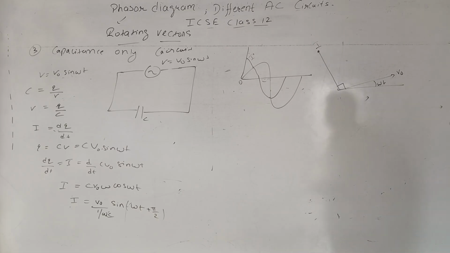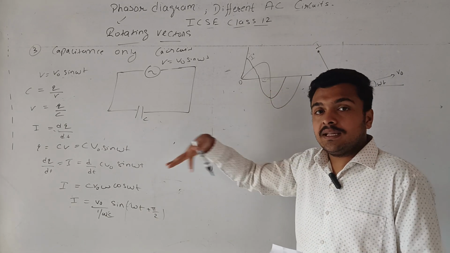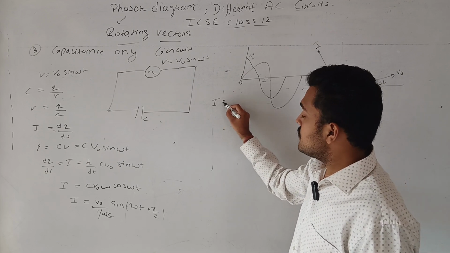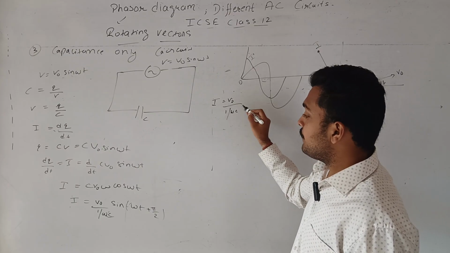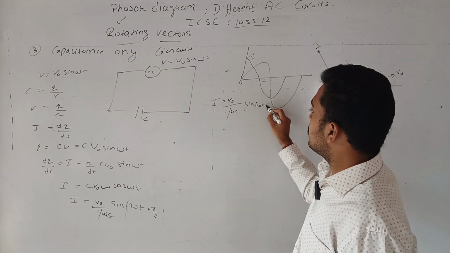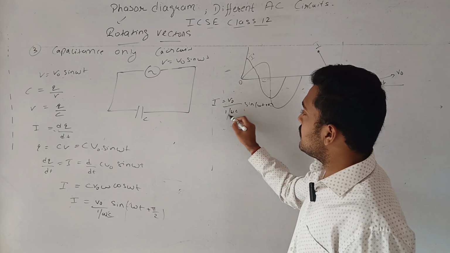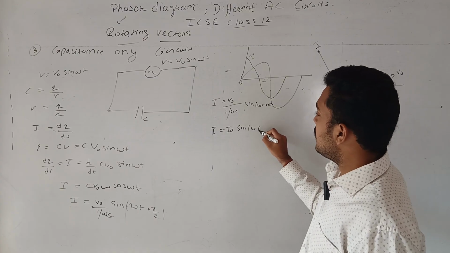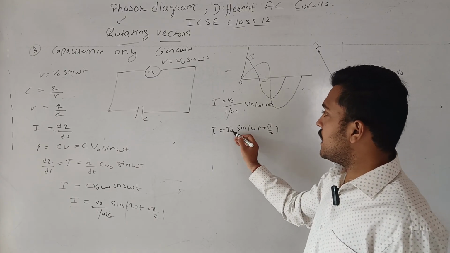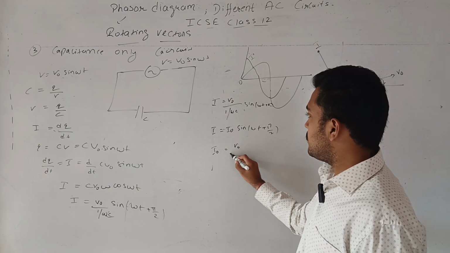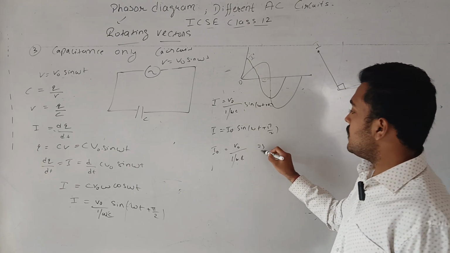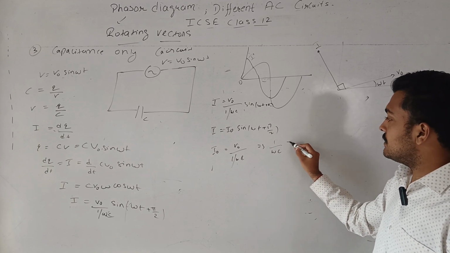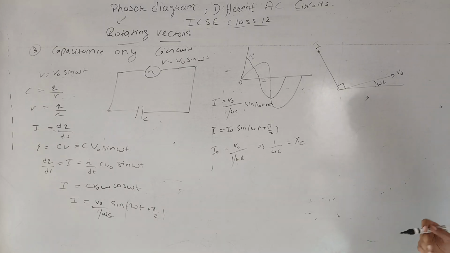So here also we have capacitive reactance, because there is no resistance, there is only capacitive reactance. Similarly, because we have written I is equal to V naught divided by 1 by omega C into sin omega t plus 90, this term is I naught. So I is equal to I naught sin omega t plus 90. I naught is V naught upon 1 by omega C. Therefore, because I is equal to V by R, 1 by omega C is the capacitive reactance.